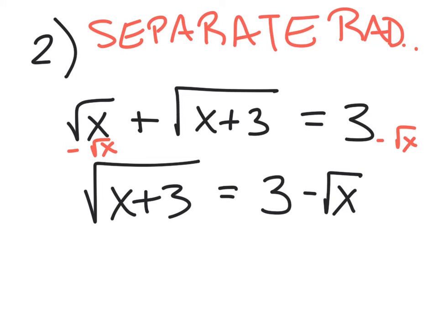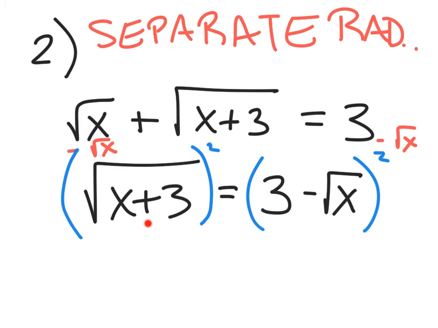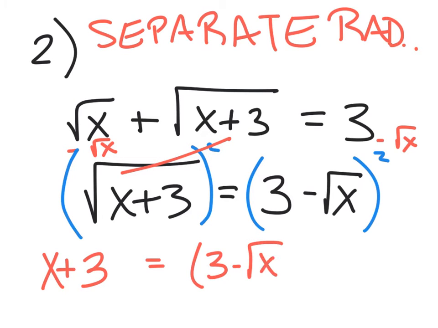Now we're going to do the same thing, but we just have to be very careful. I'm going to wrap each side up and square it. Okay, now this side is particularly easy because this square and square root are just going to cancel and you're just left with x plus 3. However, this side is not as nice. These don't cancel anymore because you have a binomial. You have two terms. So you basically have to write that out twice and FOIL. So 3 minus radical x times 3 minus radical x.